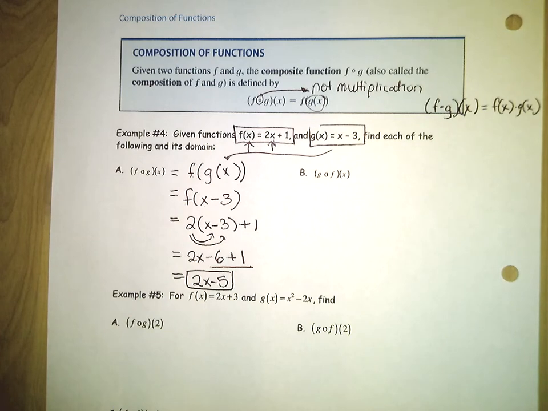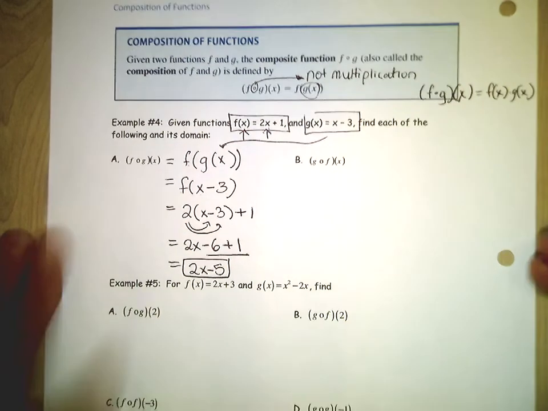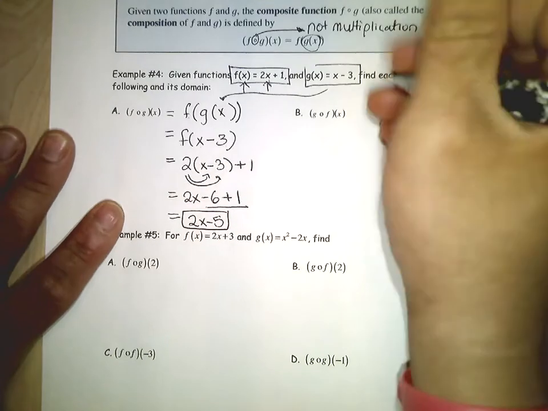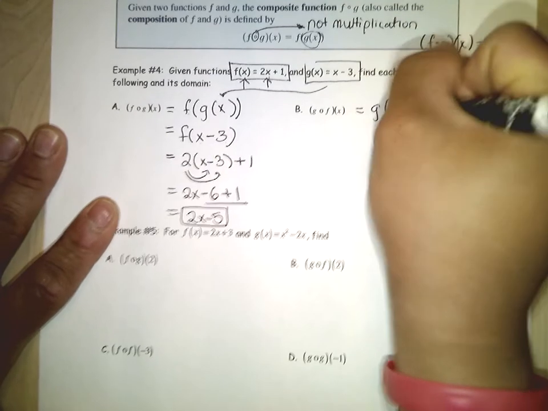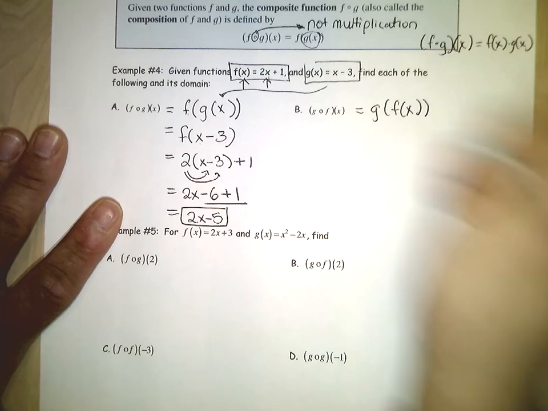All right. What a time to be alive. Now, g of f of x. This is g of f of x, like this.